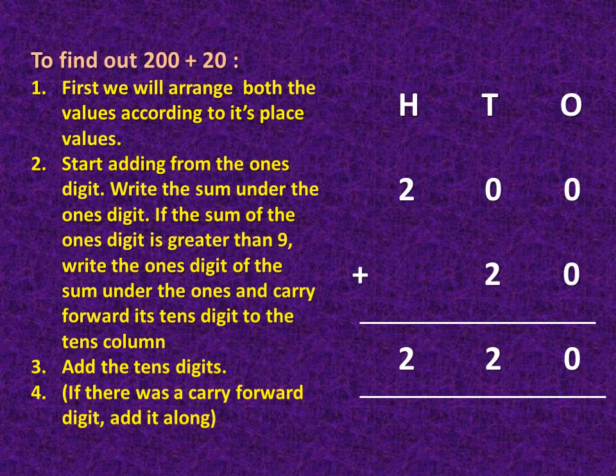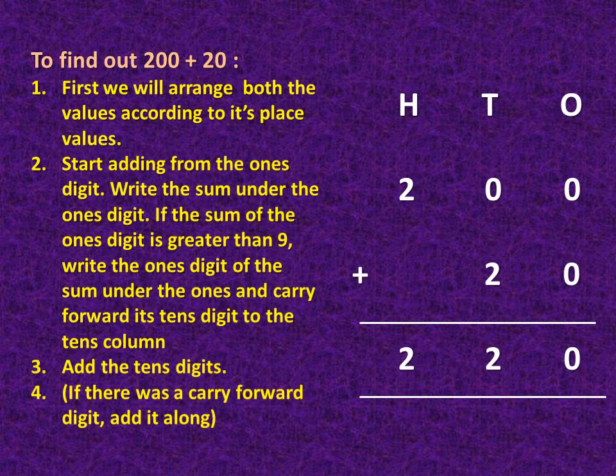This is something which is followed for every number. Whenever you have to add two numbers, you have to make sure that they are arranged in proper place values. I can't simply put the 2 of the number 20 in the hundreds place. I know it is a tens digit, so it will come in the tens place only. Now that we have arranged it properly, we will start adding.